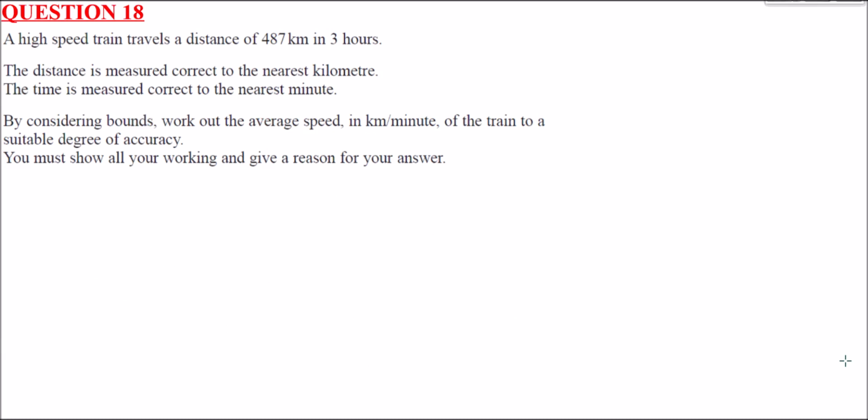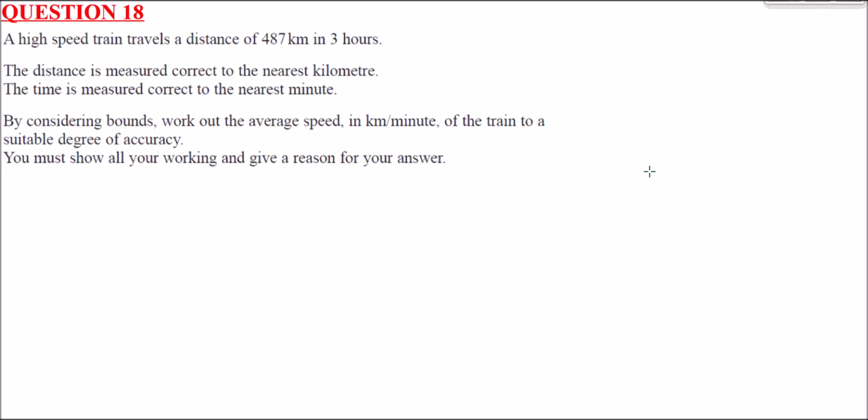Question 18, we've got a bounds question. So a high-speed train is travelling a distance of 487 kilometres in 3 hours. Distance is given correct to the nearest kilometre, times measured correct to the nearest minute. So by considering bounds, we need to work out the average speed in kilometres per minute of the train to a suitable degree of accuracy. And again, we must show all working and give a reason for our answer.